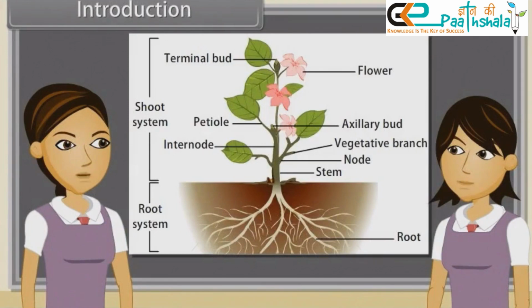In Greek, morphology, morphos means form and logos means study, deals with the study of forms and external features of plant parts. When we observe a plant, then we see that every plant has roots, stem and leaves. Plants also have flowers and fruits. Objectives.